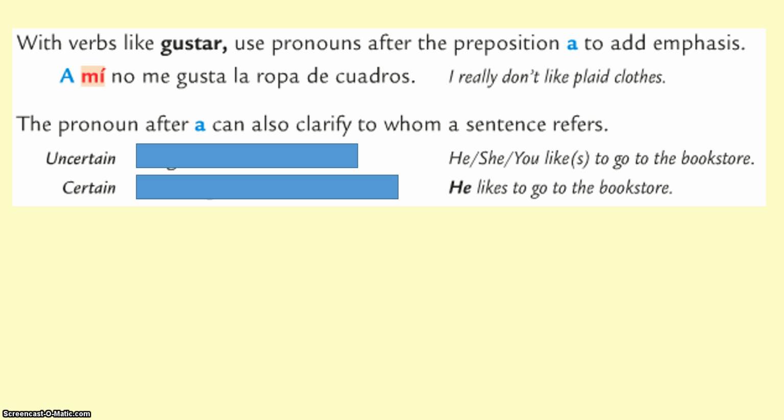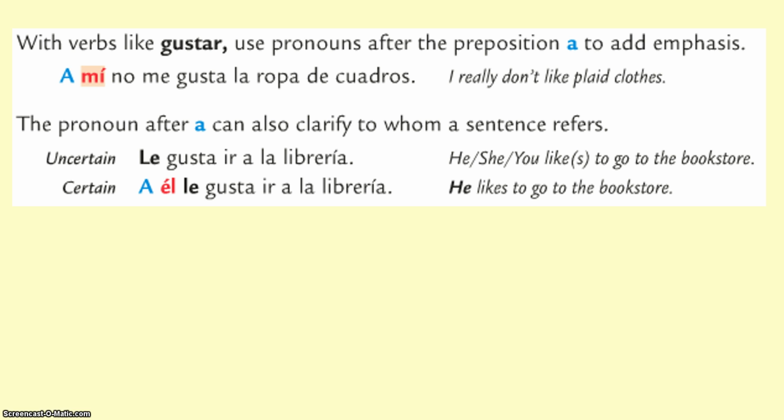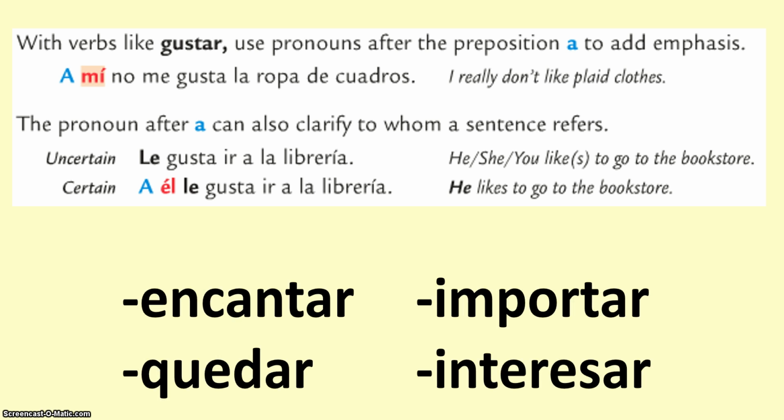The pronoun after a can also clarify to whom a sentence refers. So again, we use these for clarifying and emphasizing. If you look at this sentence right here, you don't really know who likes to go to the bookstore, but all of a sudden, when we add a él to the front of the sentence, we've clarified that he likes to go to the bookstore. Remember, you are also going to use the preposition a to add emphasis or to clarify with our verbs that conjugate like gustar, which include encantar, quedar, importar, and interesar, which we also talked about this chapter.